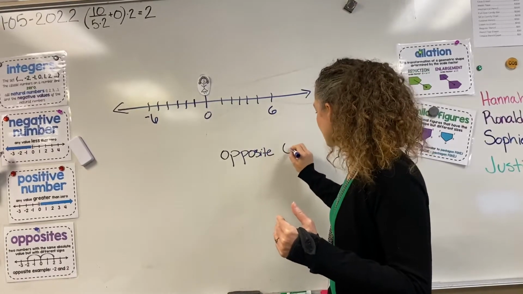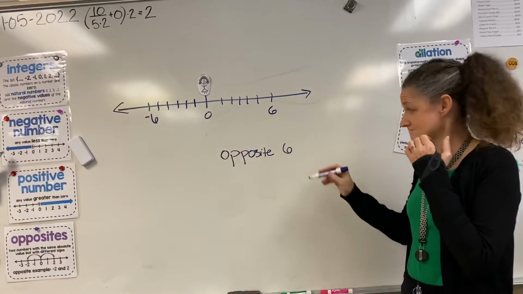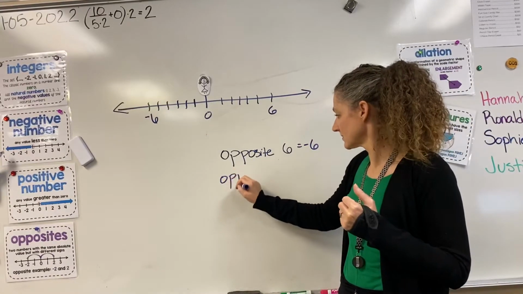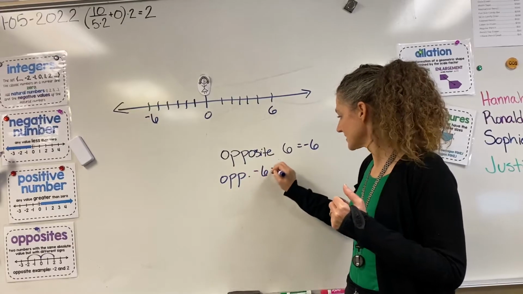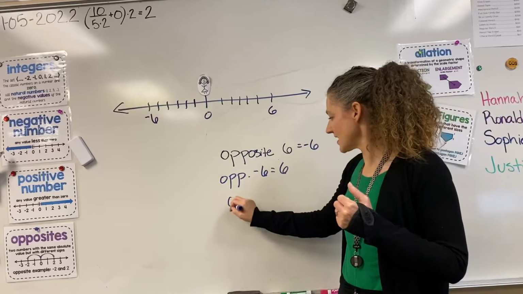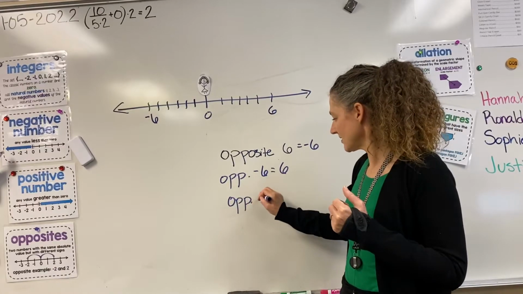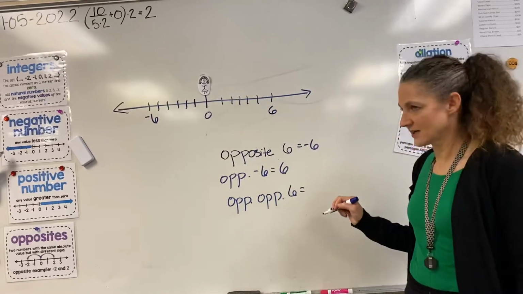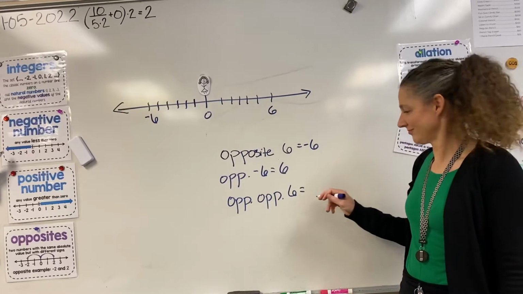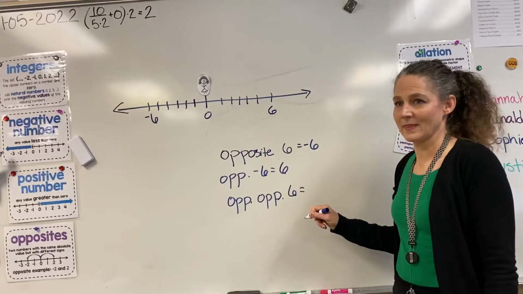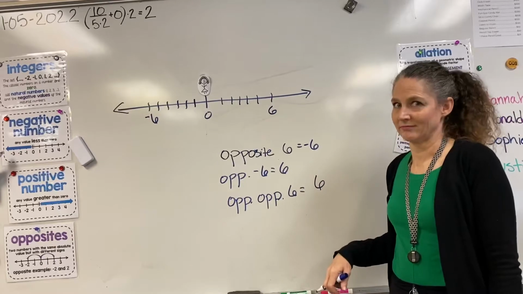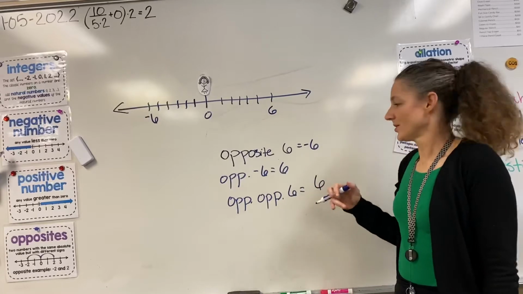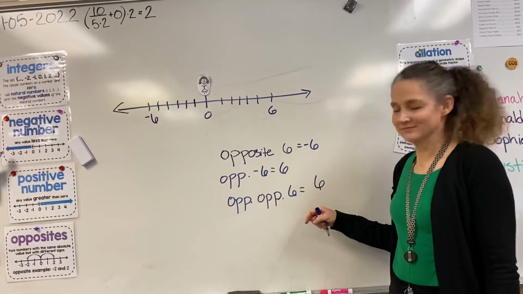Okay, so what's the opposite of 6? -6. What's the opposite of -6? 6. So what's the opposite of the opposite of 6? 6. It's the opposite, so the opposite of -6 is 6. It's just so much easier to say 6.